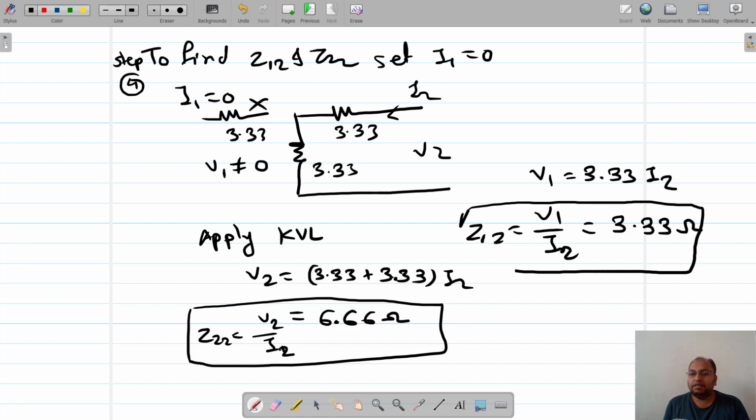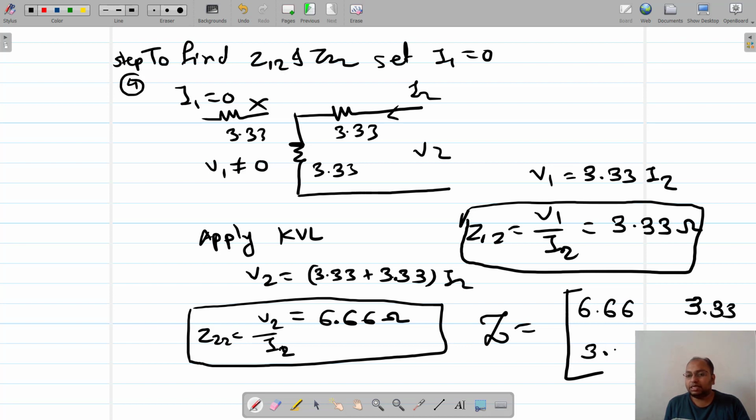So likewise I can simplify the network, and I can simply find the values of Z12, Z21, Z22, Z11, right? Finally I am going to write the Z parameter matrix. So the Z matrix is written as Z11 was coming as 6.66, Z12 was coming as 3.33, Z21 is also coming as 3.33, and lastly Z22 is 6.66. Is that fine? Once you write this matrix, definitely you will get the 8 marks if all the values are correct. Okay, so we'll conclude over here, and we'll proceed to the next lecture. Is that fine?